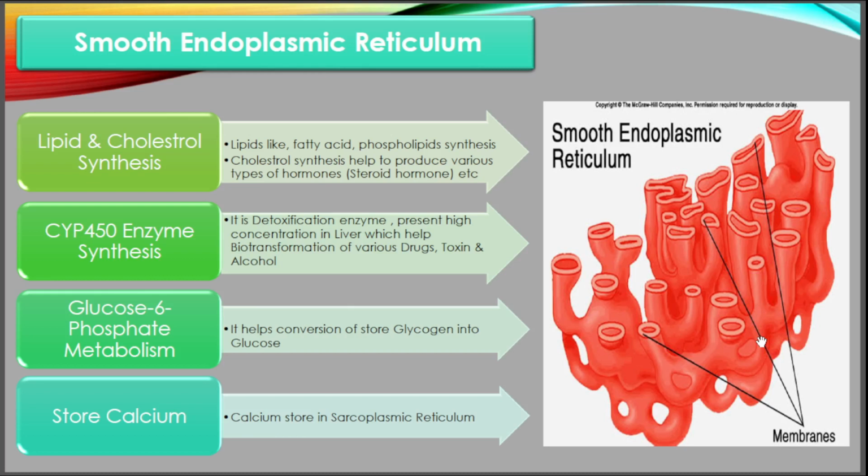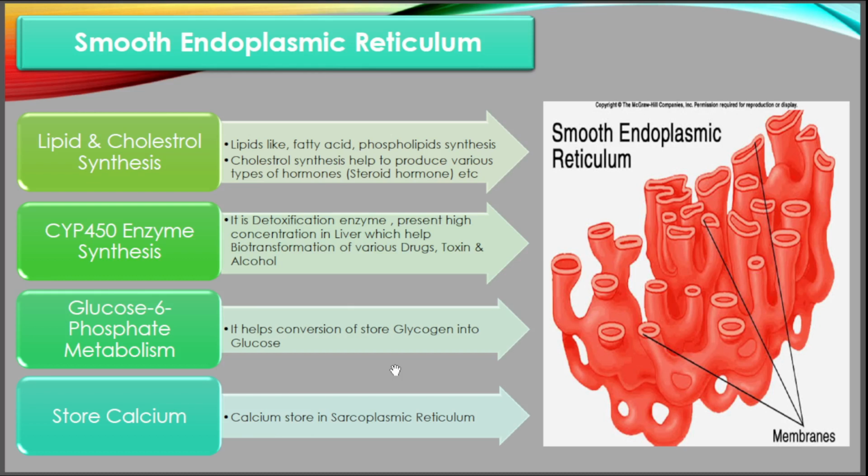Now, it is also responsible for the metabolism of glucose 6-phosphate, means it does the conversion of stored glycogen into glucose. Whenever we require glucose, it does the conversion of the stored glycogen into glucose. It is also responsible for storing calcium in the sarcoplasmic reticulum.